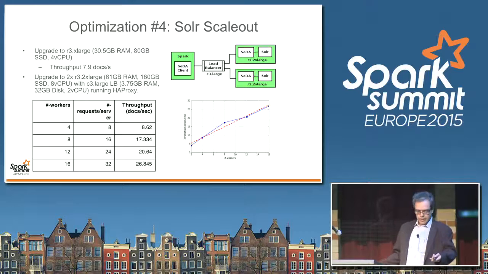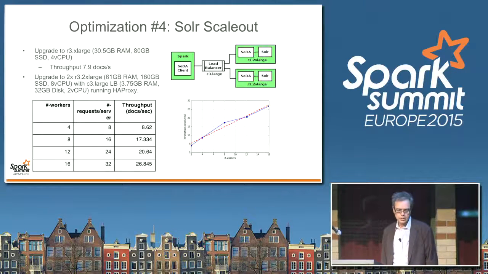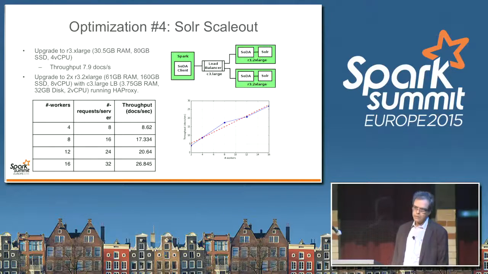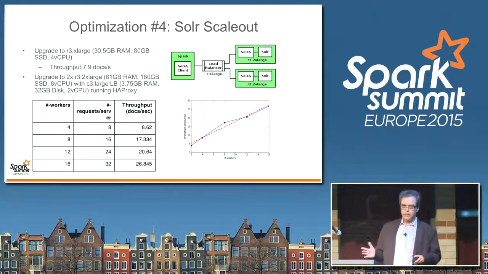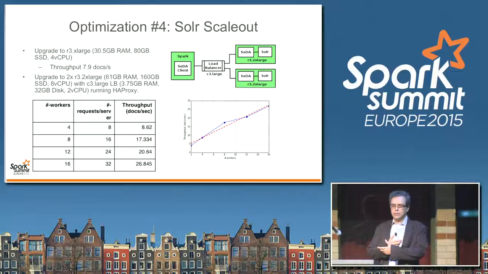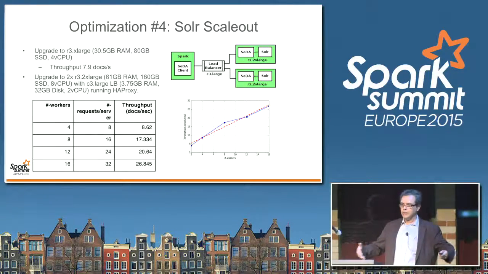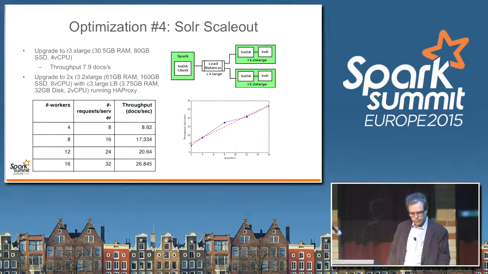So the only way to do that was to increase the number of workers, so ultimately I stopped at 1 master plus 16 workers. And that gave me like 26.845 documents per second, which translates to about 6 days for 14 million documents. So this is where I stopped. I also plotted the throughput against the number of workers, and you'll notice it's linear, right? So I can scale out linearly, I can get even faster if I wanted to.